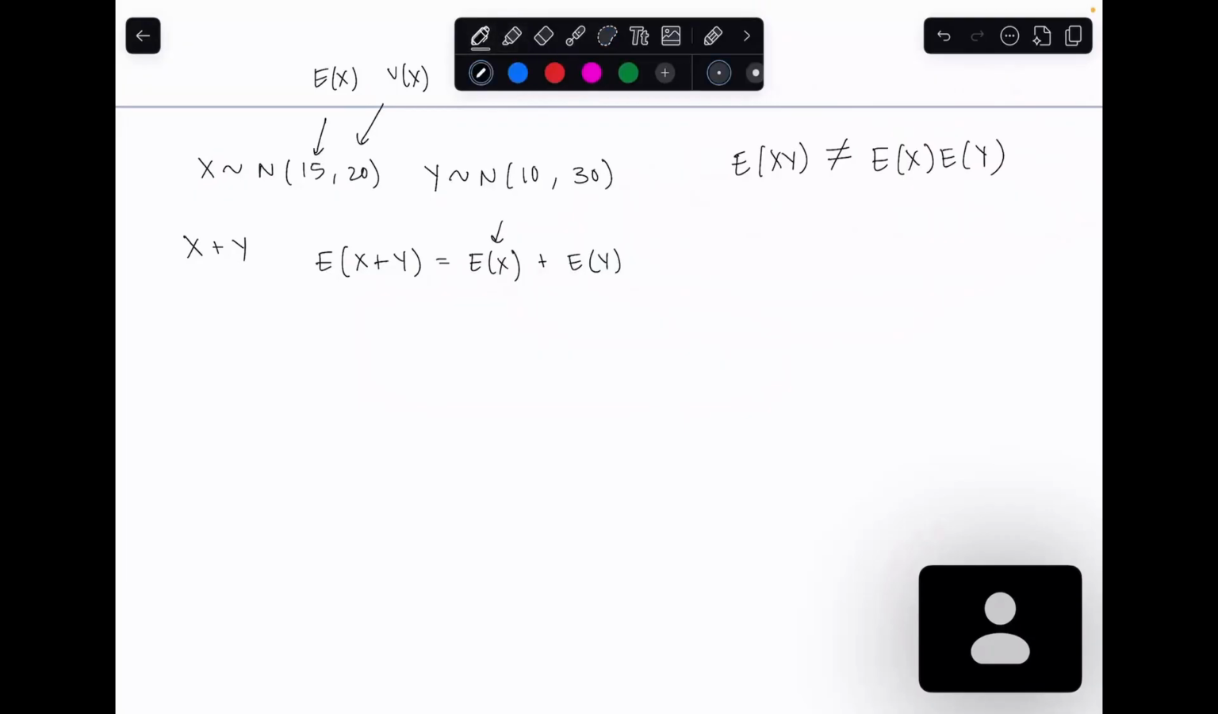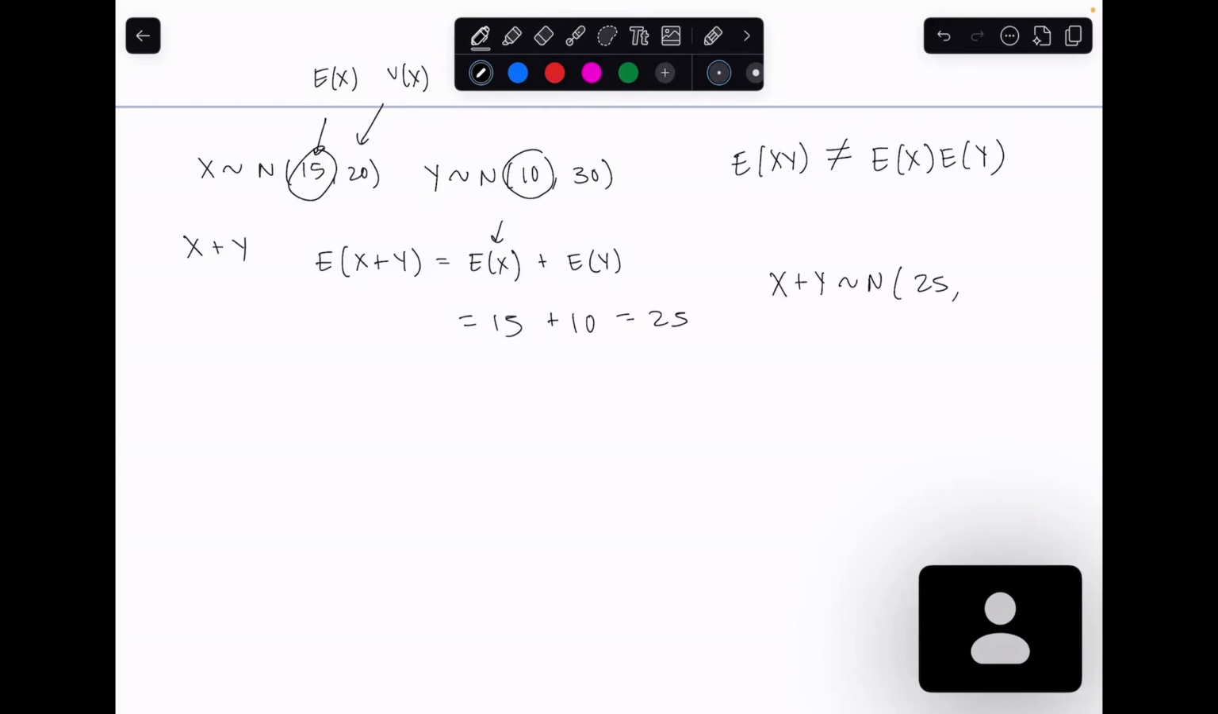Well, do I know my expected value of X? Yes, it's 15, right? I get that from here. Do I know the expectation of Y? Yes, that's 10. So I know that's 25. So the expected value of X plus Y is 25. So I know that X plus Y is normally distributed with a mean of 25.